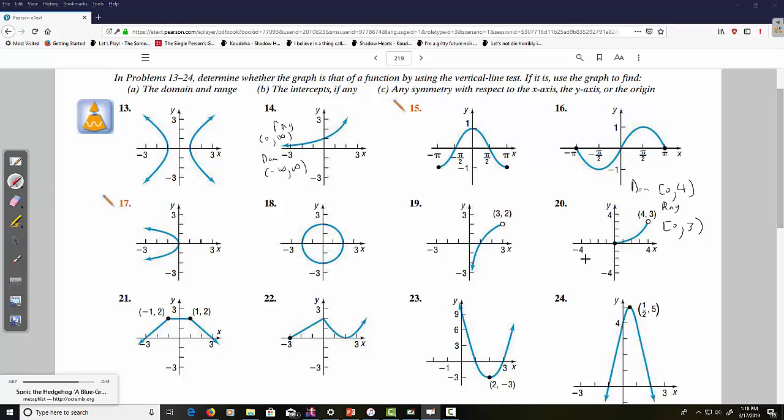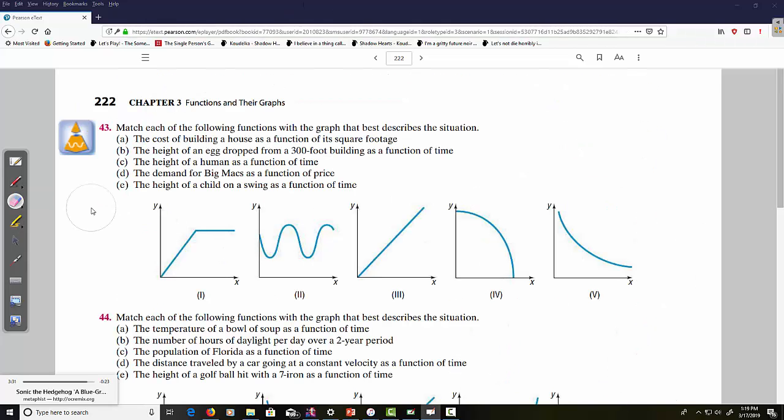Pretty short section. Just talk about domain and range, intercepts, interpreting graphs. Let's see if there's anything in the applications worth looking at. Let's look at this one. This is a good thought exercise. So here we just have a bunch of graphs, and it asks us to match each of the graphs with the following functions. So we have this graph where it goes up fairly quickly and then levels off completely.